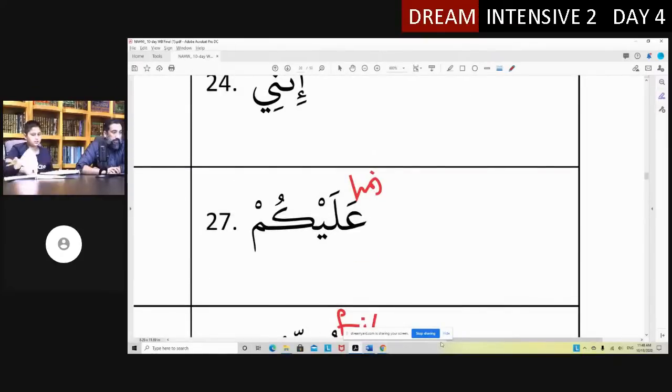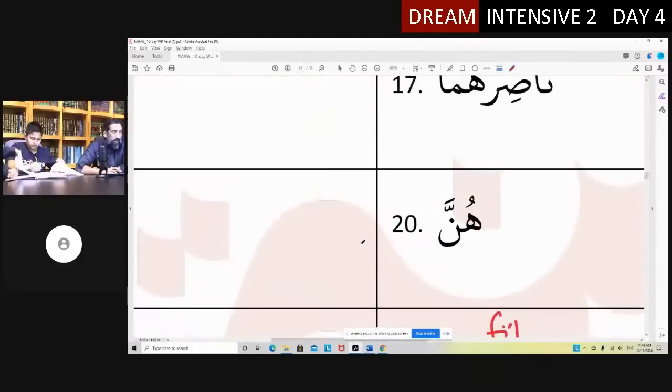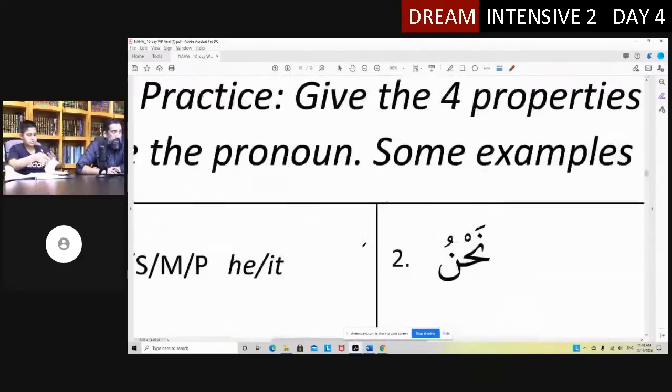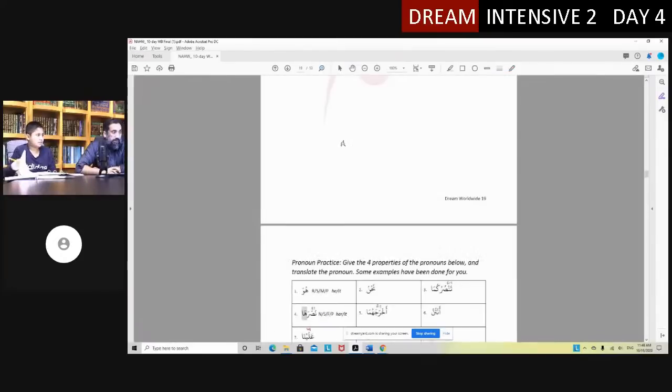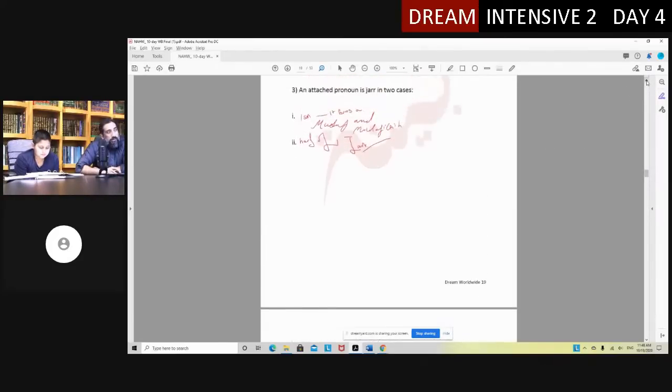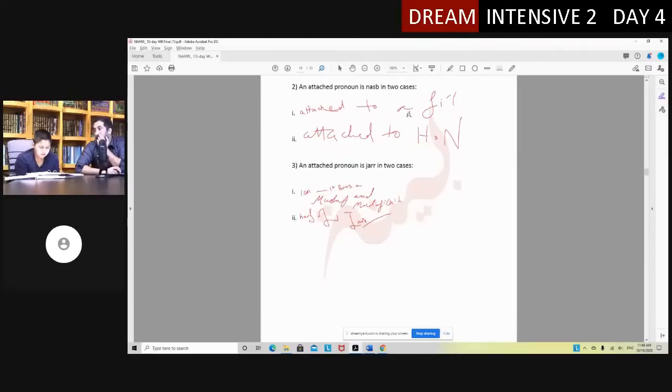This is page 20. Go back to page 19. An attached pronoun is nasab in 2 cases and is jar in 2 cases. When is it nasab? When it's attached to a fi'l or when it's attached to a harf of nasab. And when is it jar? When an ism forms a mudaf and mudaf ilayh, which means it's attached to an ism. So if it's attached to an ism or harf of jar, it's jar. And if it's a fi'l or harf of nasab, it's nasab.